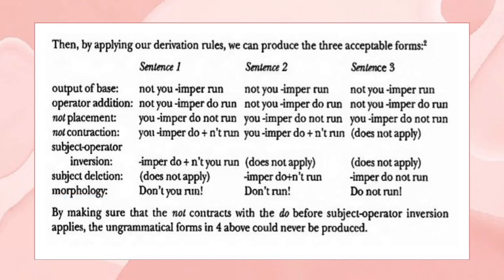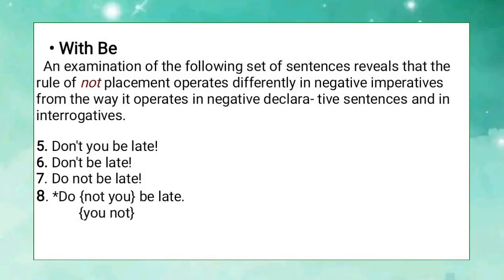By making sure that the not contracted with the do before a subject operator inversion applies, the ungrammatical form in four above could never be produced. Let's proceed to the negative imperative with be. An examination of the following set of sentences reveals that the rule of not placement operates differently in negative imperatives from the way it operates in negative declarative sentences and in interrogatives.